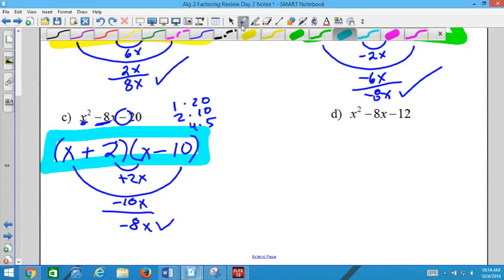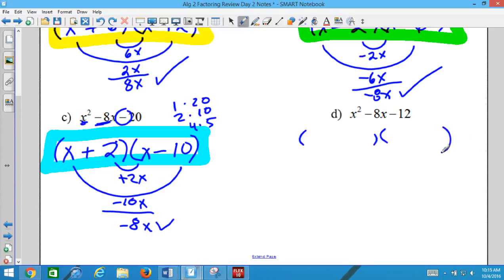Next one. GCF? Nope. So we put on our parentheses. We'll start with x and x, and we figure out what multiplies together to give us negative 12. Let's see: 1 and 12, 2 and 6, 3 and 4. How can I get negative 12, though? One's positive, one's negative. How am I going to get negative 8? Negative 6, negative 2? No, well, they have to be different.